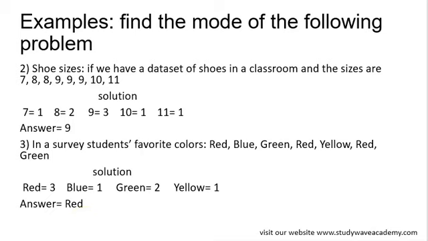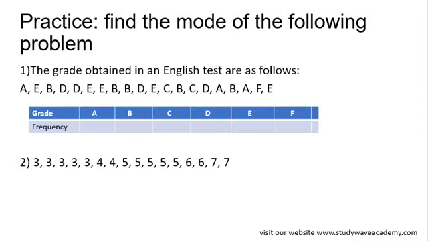So we have to practice this exercise more to know better how to solve for the mode. We have practices here that we can do. Find the mode of the following problem. The grades obtained in an English test are as follows. These grades are here, so you count how many times they appear. When you do that, you write out the one that appeared more. Is it A, B, C, D, E, F? You write out your answer and you do the same for number 2. Okay? I hope you understood today's lesson. You use this practice and refer to the examples for you to be able to solve them. Okay?